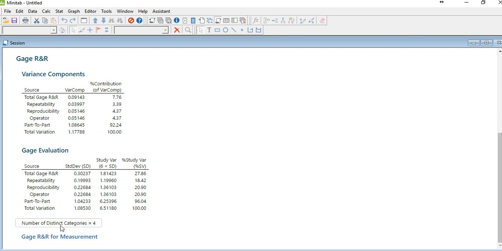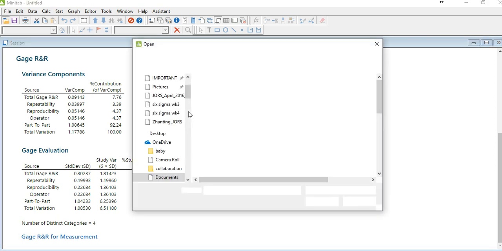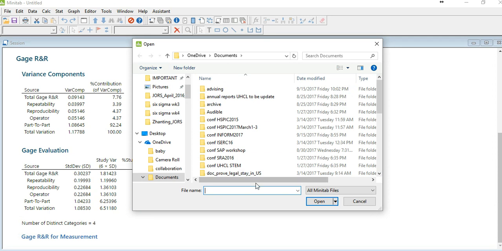And finally, let's take a look at the number of distinct categories. We want this number to be as large as possible, meaning that the gauge system will be able to differentiate one class from another class. So 4 is also marginally acceptable. On the other hand, if it's less than 2, meaning 0 and 1, then the system won't be able to tell the difference between parts. Okay, so this is the Gage R&R cross study. Now let's take a look at the nest design, the data for that.